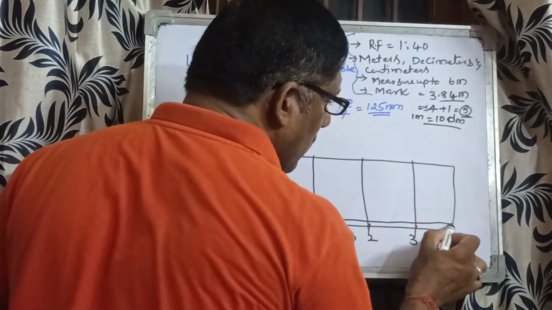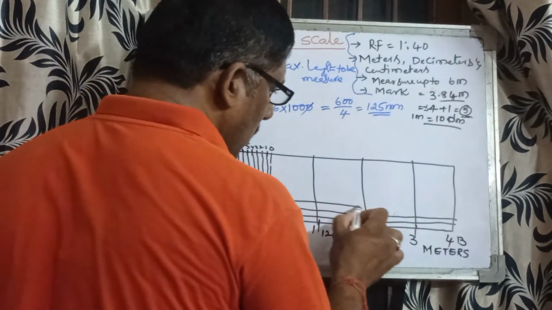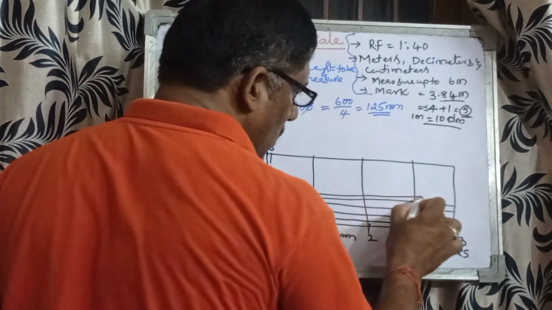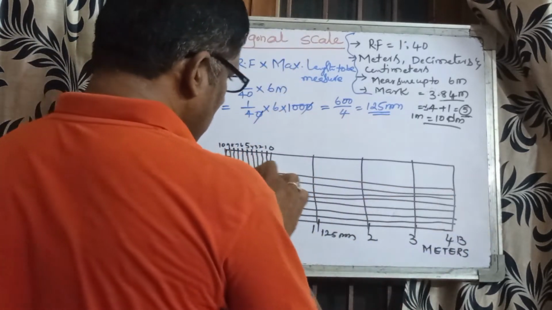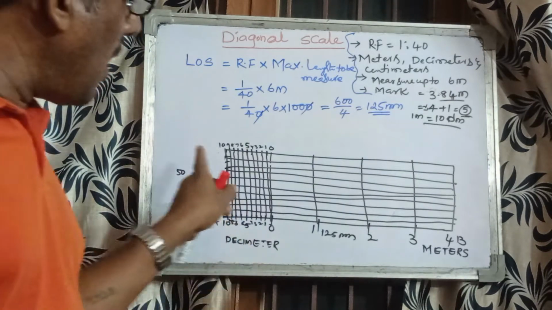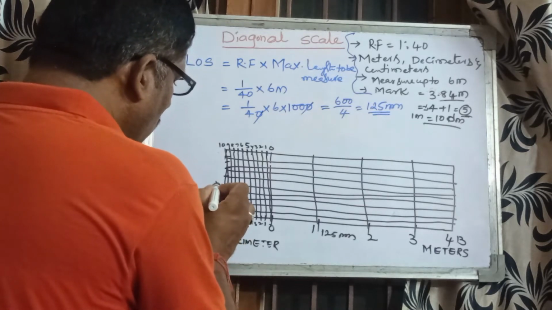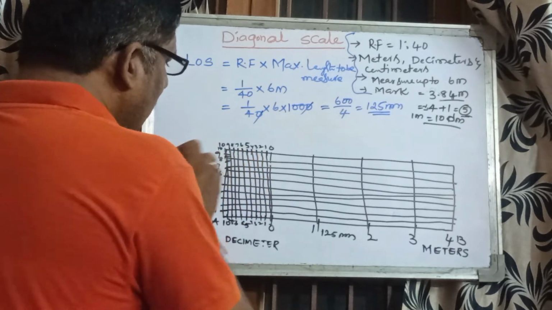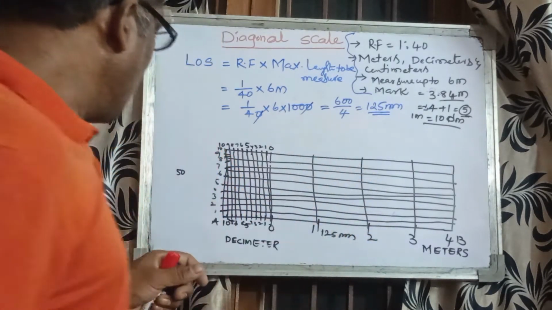Horizontal parallel lines. 1, 2, 3, 4, 5, 6, 7, 8, 9, 10. Okay. So like that draw all the horizontal parallel lines. So give the numbering 1, 2, 3, 4, 5, 6, 7, 8, 9 and 10. Okay. Give the 10 parts.